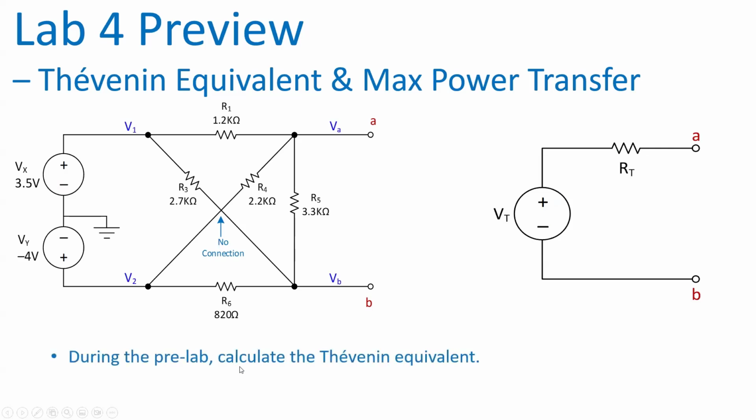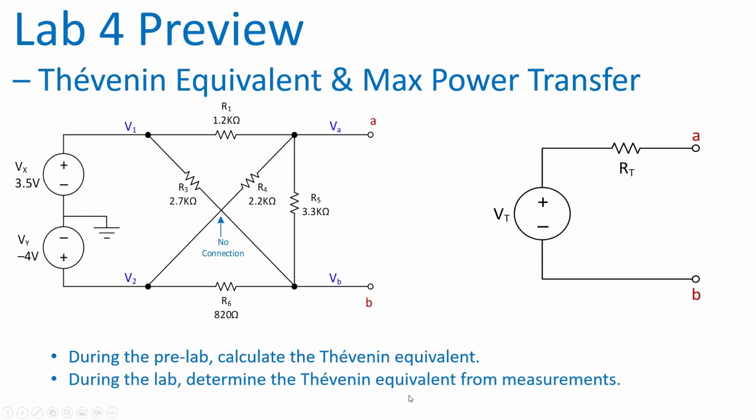During the pre-lab, you're going to calculate the Thevenin equivalent. And then during lab, you're going to determine the Thevenin equivalent from measurements. If I didn't show you this circuit, if I just put this circuit in a box and just exposed terminals A and B, and gave you a few resistors and a voltmeter and an ammeter, you could determine the Thevenin equivalent with just a voltmeter and ammeter, from measurements, and we're going to see that. But in this case, you have the internal circuit. So for the pre-lab, you will calculate that and then compare two measurements.